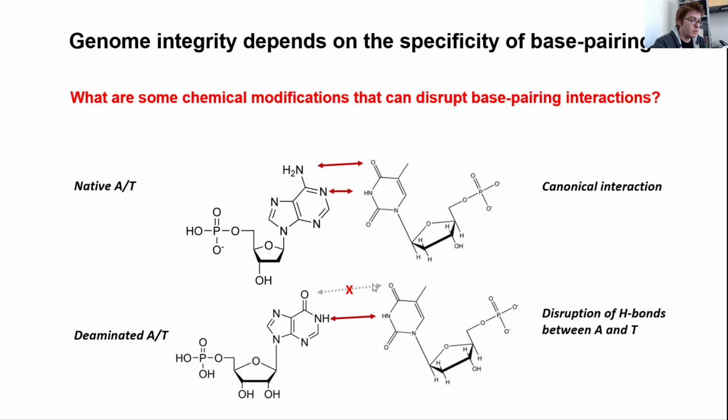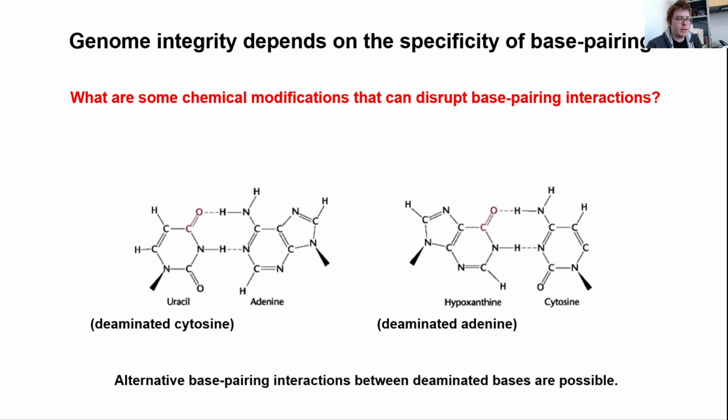Basically we have two acceptors and two donors, so there should also be an X here. I apologize for that. I'll fix that in the notes here. But basically you can't form the hydrogen bonding interactions here at all. And so we've completely disrupted the ability to form these interactions.